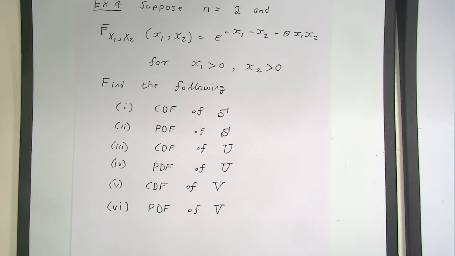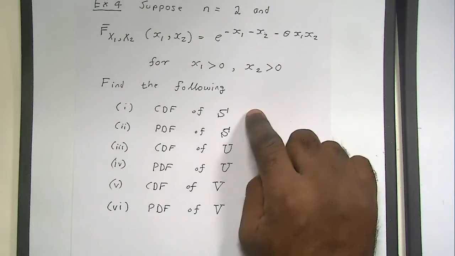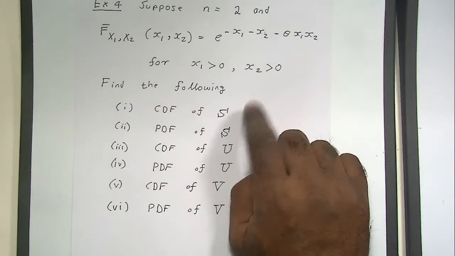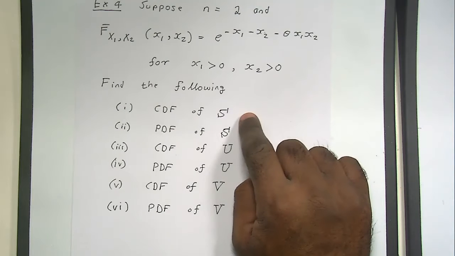This carries on from what we did yesterday, right? You have 2 investments, and the losses of the 2 investments have this joint survival function, and we want to work out all of this, right? Now the first thing is to work out the CDF of S. You need to know the joint density function, right? Do you remember the formula?